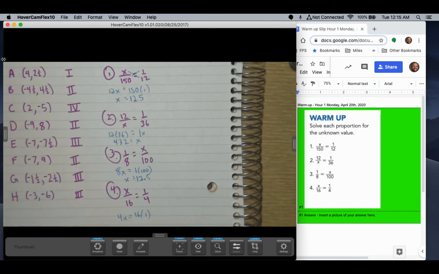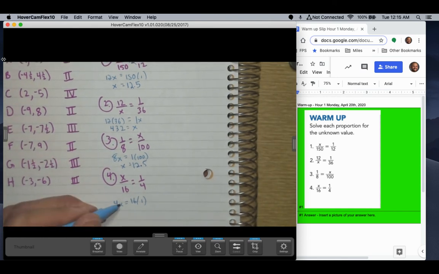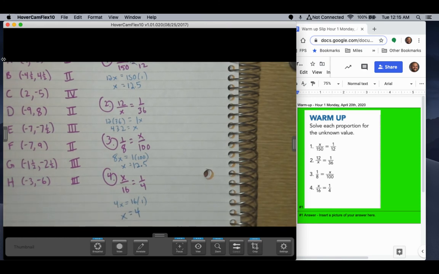Whoa. And then last but not least, 16 times 1 is 16. 4 times x equals 16. And so divide both sides by 4. x equals 4. That's an easy one right there.